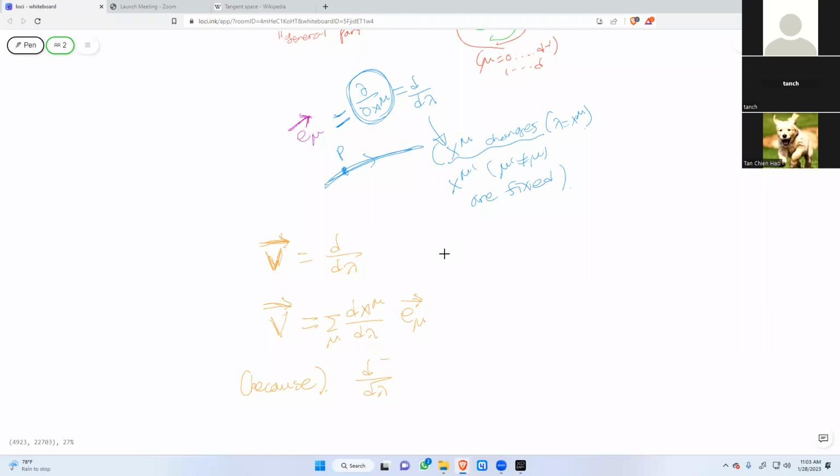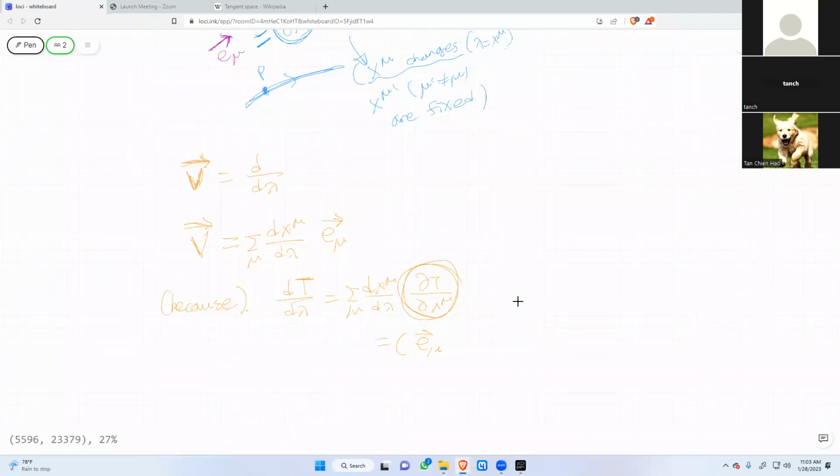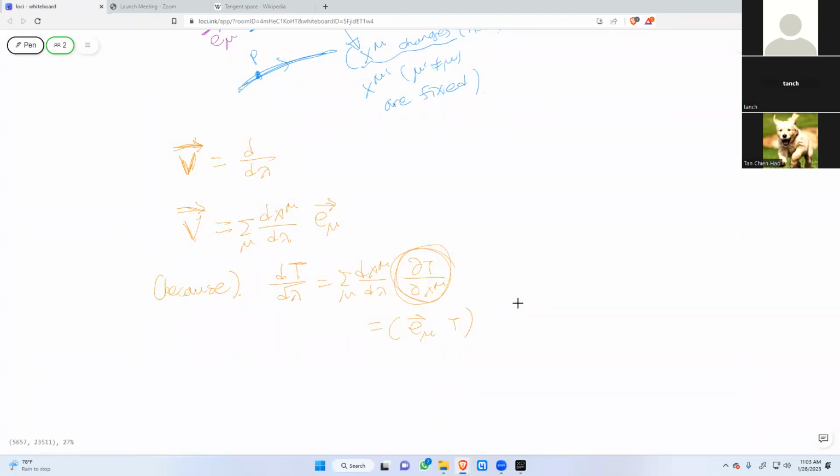Because d lambda, if you apply this to an arbitrary function t, we saw that this is equal to this thing. This was the equation that you just wrote a few moments back. But you can see that this is just equal to acting e mu on t. So now that we have this equation, we found out that these numbers are basically components of this vector in a particular basis expansion, which is really nice. Like this is nice if you think about it.